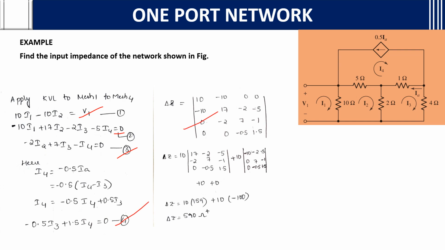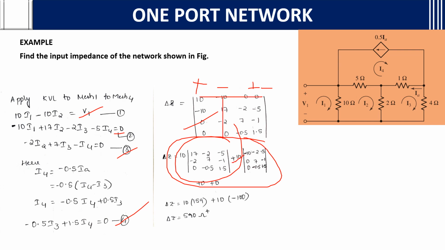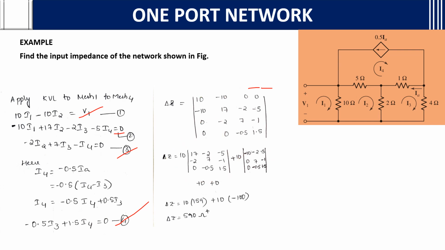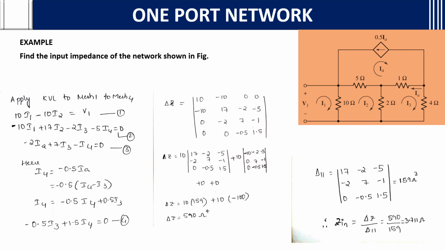After writing the matrix, as I told in the previous sum, you calculate the delta Z in this way, that is plus, minus, plus, minus, plus 10 into this, and minus of minus, that is plus 10 into the other values. So you will get the delta value from this. After getting the delta Z value, what do we need? Delta 11. If you want delta 11, what do we need to do? Cancel the first column and first row. Then you will get this as delta 11. Delta 11, you get 159 ohm cube.